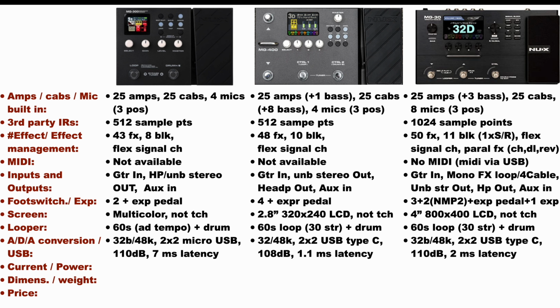In the spec sheet it is written that the MG 400 offers 2 dB less dynamic range compared to the other two units, which is strange, or maybe it is an error. Furthermore, the latency of the MG 400 seems to be really good at 1.1 milliseconds, whereas the MG 300 offers 7 milliseconds of latency and the MG 30 2 milliseconds.